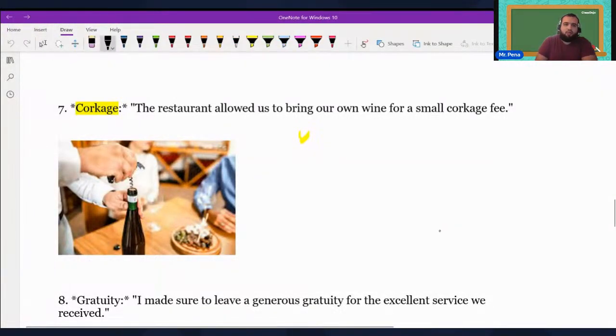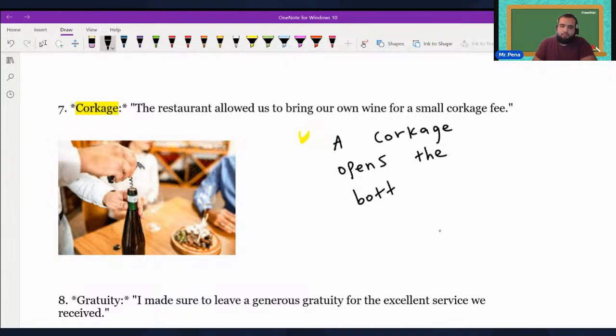Okay. So, you can say a corkage opens the bottle. I hope that's simple enough. The corkage or a corkage opens the bottle. We use it to open wine bottles. Corkage. Now you say it.